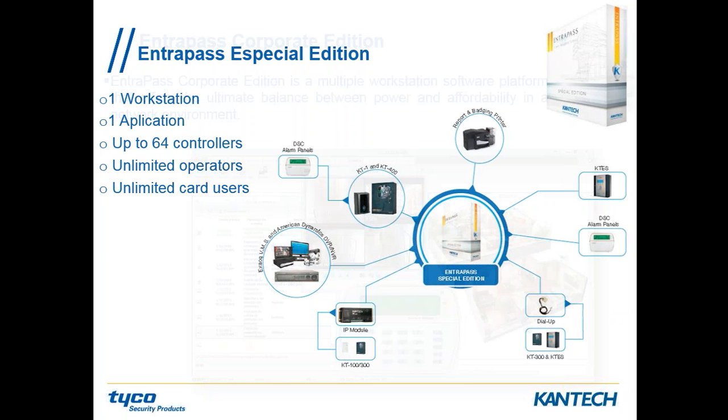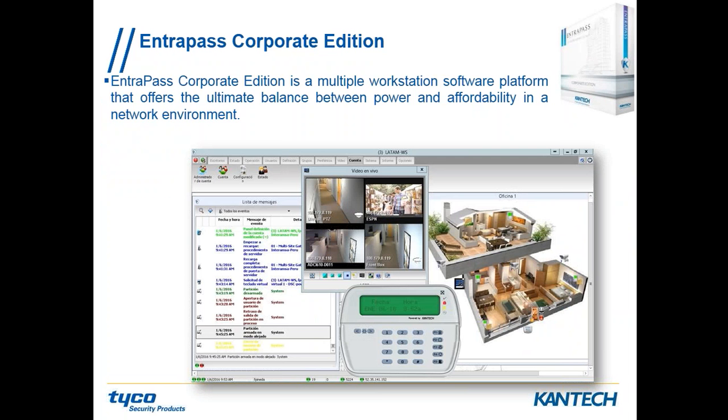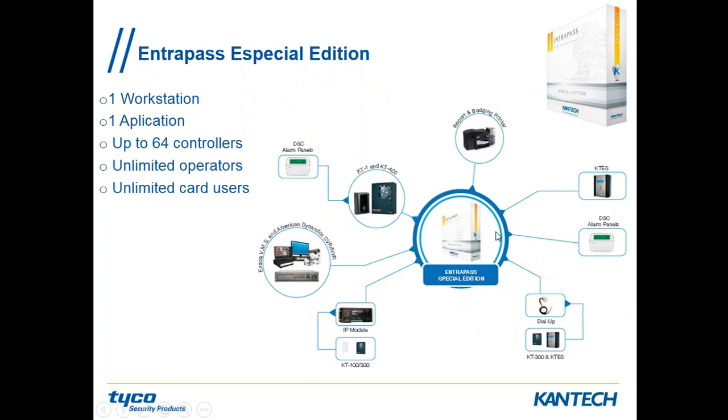Now, the next one is Corporate Edition. It's the most used system that we have, and it's the recommended one. Differently from the Special, it doesn't have the web platform. As you can see on my screen here, you see the Special edition. You can have printer, integration with DSC, video, the telephone entry system, no problem. But no web, no mobile.